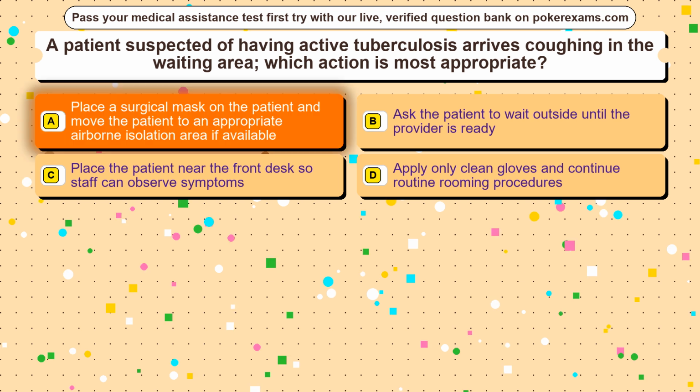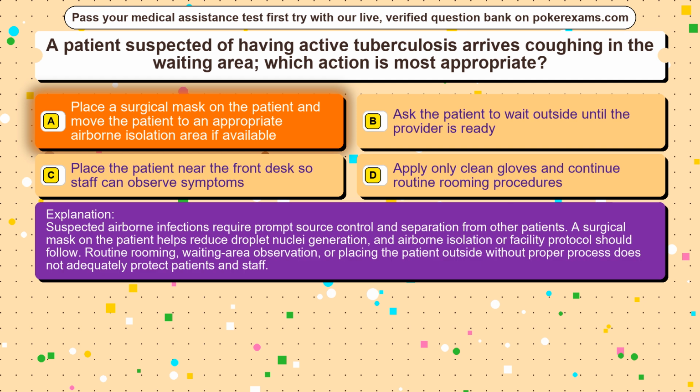The correct answer is option A, place a surgical mask on the patient and move the patient to an appropriate airborne isolation area if available. Suspected airborne infections require prompt source control and separation from other patients. A surgical mask on the patient helps reduce droplet nuclei generation, and airborne isolation or facility protocol should follow. Routine rooming, waiting area observation, or placing the patient outside without proper process does not adequately protect patients and staff.